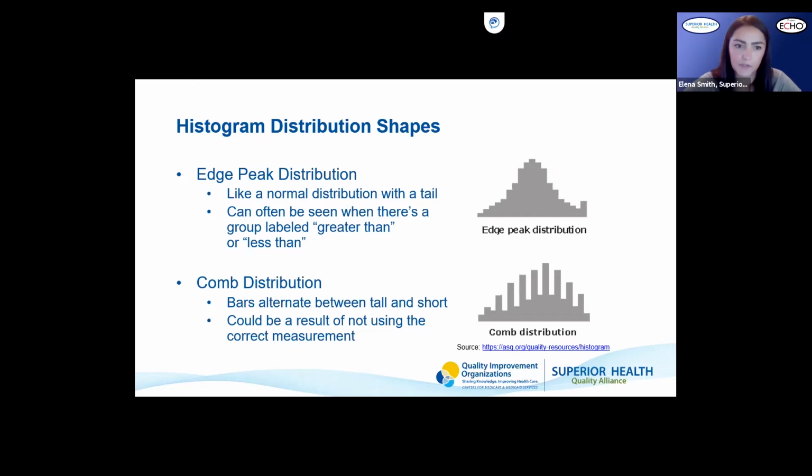And then the last one is comb distribution, which brings us back to how you're splitting up your variable. These bars alternate between tall and short, and they could be a result of not using the correct measurement. Maybe your measurement interval is either too wide or too small, and is creating this comb distribution, where if you changed your interval up a little bit, you'd see more of a normal distribution without those short and tall bars in between. So if you do find this when you're mapping out a histogram, you may want to revisit how you made those intervals. Maybe that 10-year age difference needs to be changed a little bit if you're seeing this.